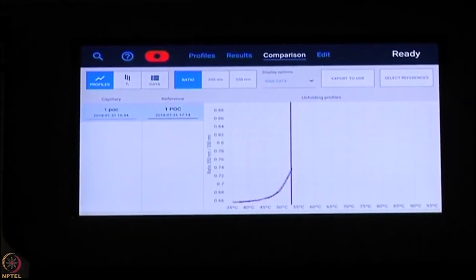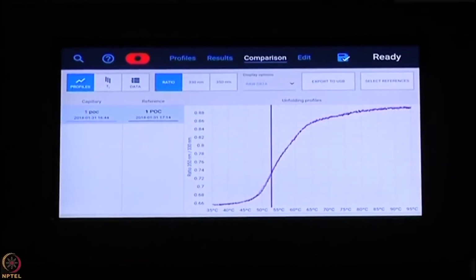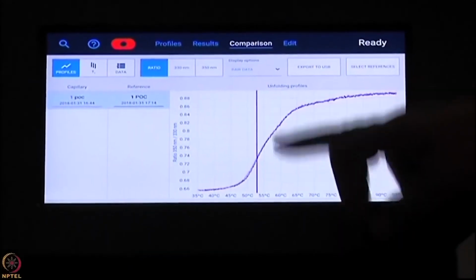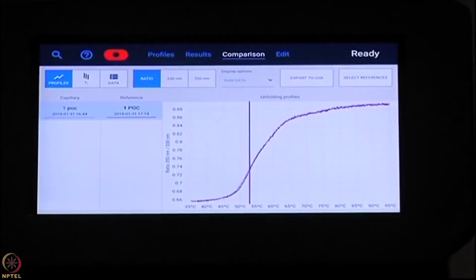Because with one sample, it doesn't make sense to show you all the data, so we have shown you the previous data. This is how typically you are getting it here. The software automatically calculates and then shows you: this is the TM of it, like this.